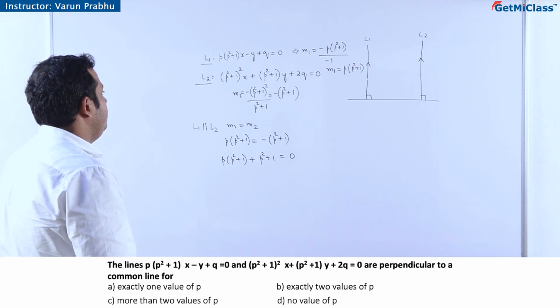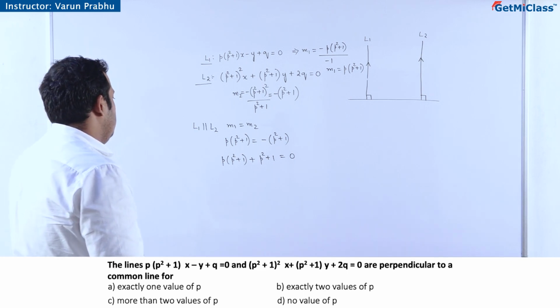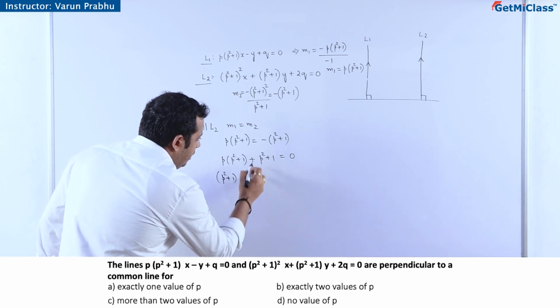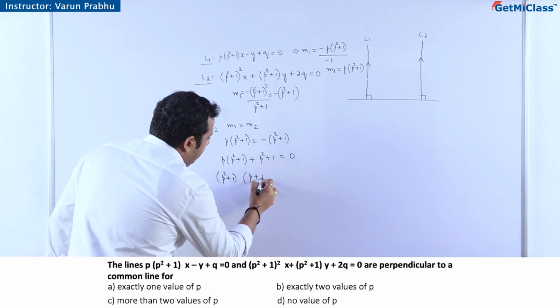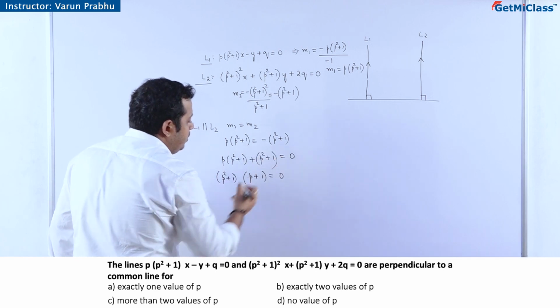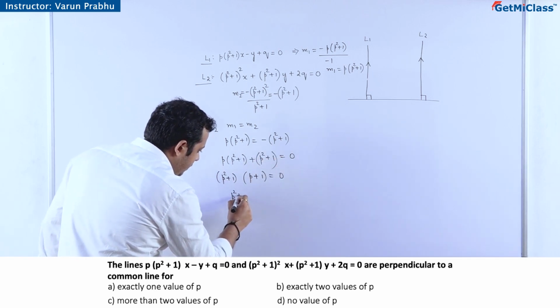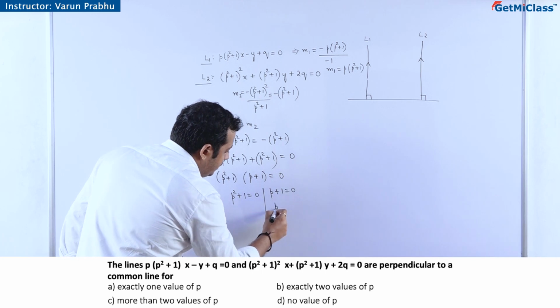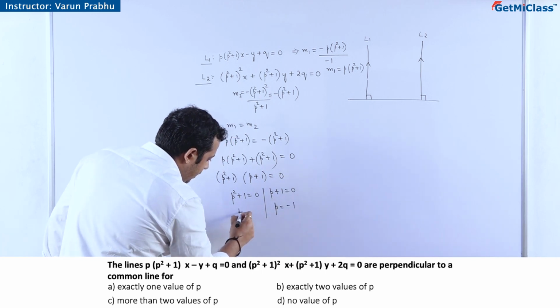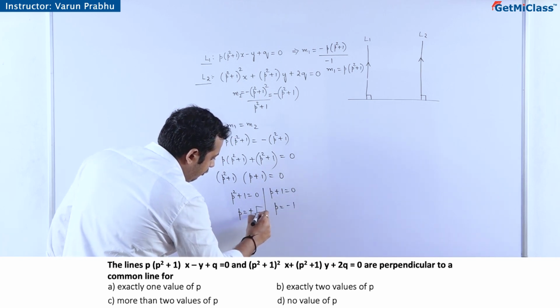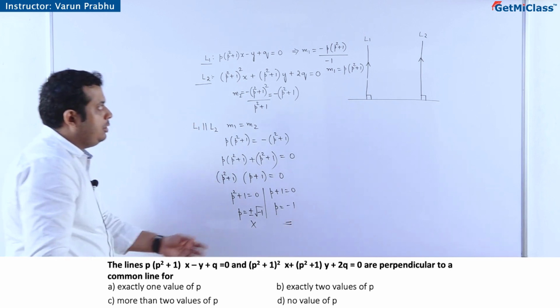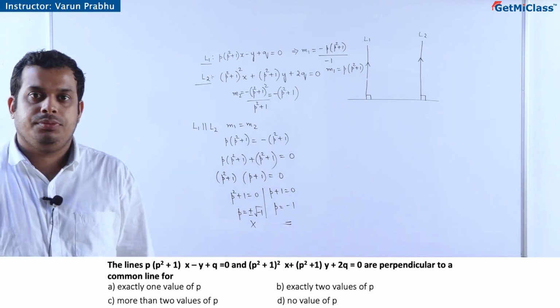So what do we get now? If you take (p square plus 1) common, we get (p square plus 1) times (p plus 1) equal to 0. So p square plus 1 is equal to 0, or p plus 1 is equal to 0. p is equal to minus 1, or p is equal to plus or minus root of minus 1, right? This cannot be a real number. So p equals minus 1 is the answer.